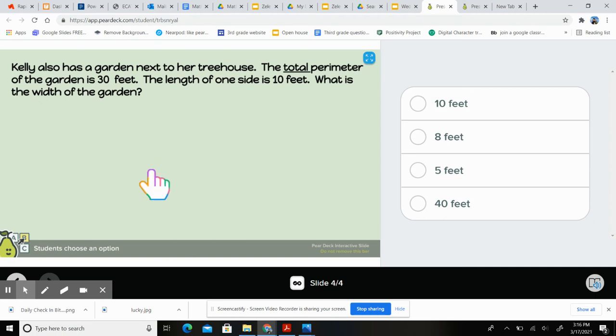But then I have to think of what are the widths of the garden? What are the measurements for the width? So I do 30 take away 20 feet is 10 feet. And you have to think of what two numbers add up to the number 10, or what is half of 10. And your answer should have been 5 feet. I hope that's helpful to you.